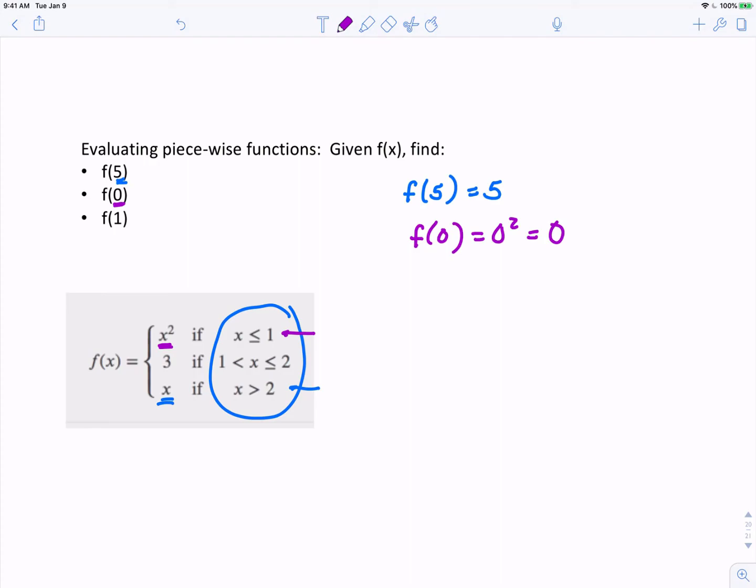Now, notice that 1 appears in our domain in two places, in the first rule and in the second rule. But it's in the first rule that we have an equal sign. And so when our input value is 1, we'll be applying this first rule of x squared. So f of 1 would be equal to 1 squared, or in other words, 1.